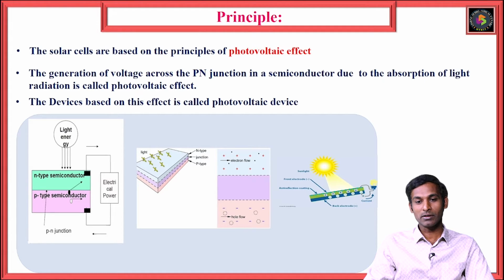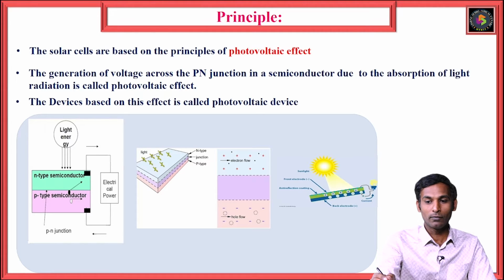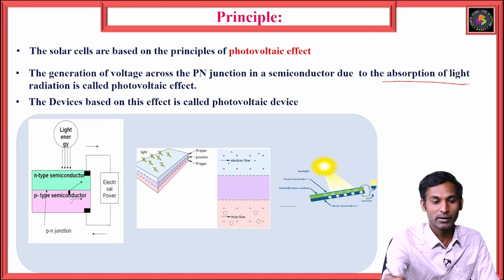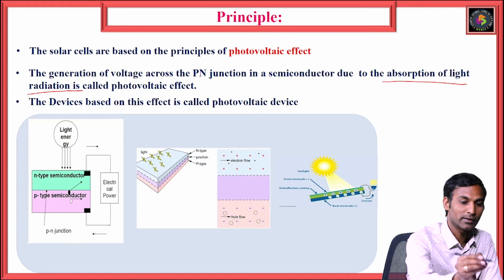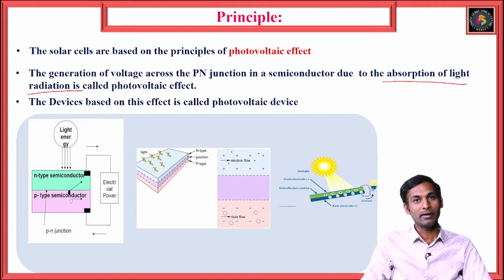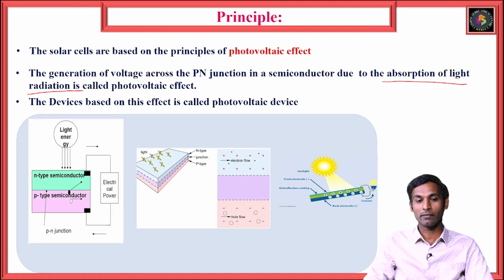So what is the importance of the photovoltaic effect? Here, it is the generation of voltage across the PN junction in a semiconductor due to the absorption of light radiation. The point is the absorption of light radiation. The absorption of light radiation is said to be the photovoltaic effect.